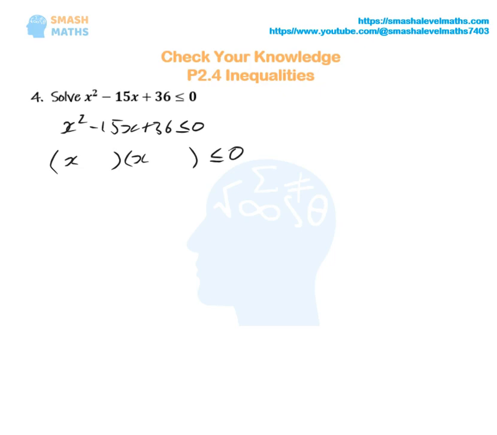We need two numbers that multiply to make 36 and add to make minus 15. So that's minus 9 and minus 4. At this point, I'm going to change it slightly, and I'm going to come up with what we call critical values. Those critical values are the solutions coming out of my brackets. So if this was an equal sign, I'd just be saying x equals 9 or x equals 4. That's what I'm going to do to begin with.